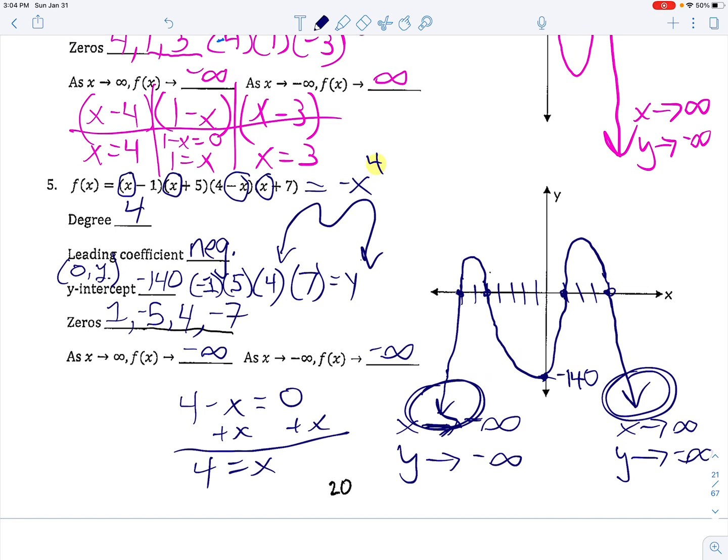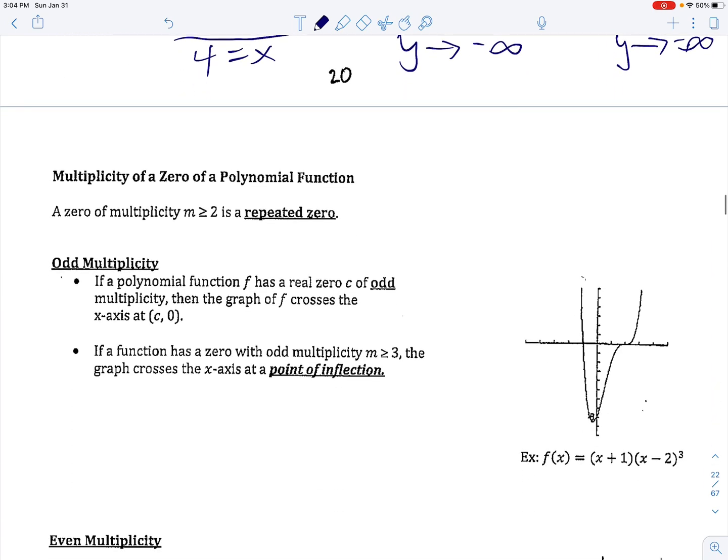All right, very good here. Let's see now. Like I said, we're going to add on here, some different versions of this. And this is called multiplicity on the next page. Multiplicity basically means a repeated root. You have multiplicity in a function if a root is repeated.